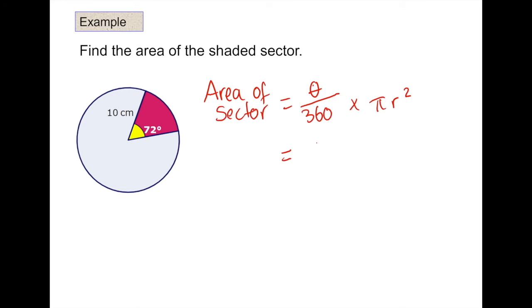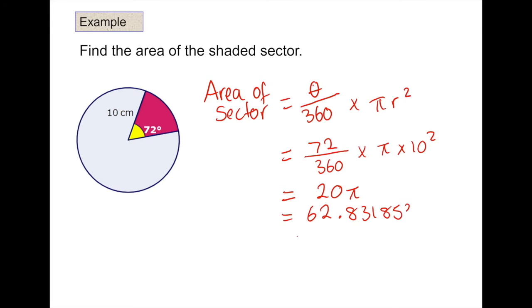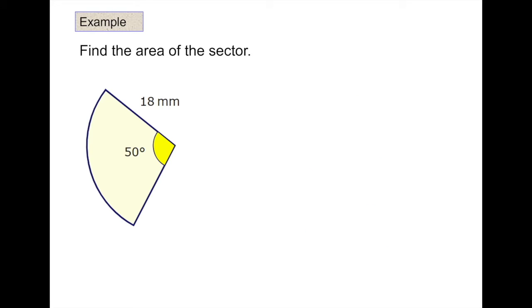Theta is the angle, so that's going to be 72 over 360 times pi times the radius, which is 10 squared. If you type that into your calculator, that will give you 20 pi. Pressing S to D, that will be 62.831853, which if we round to 2 decimal places is 62.83 centimeters squared to 2 dp. And that's it.